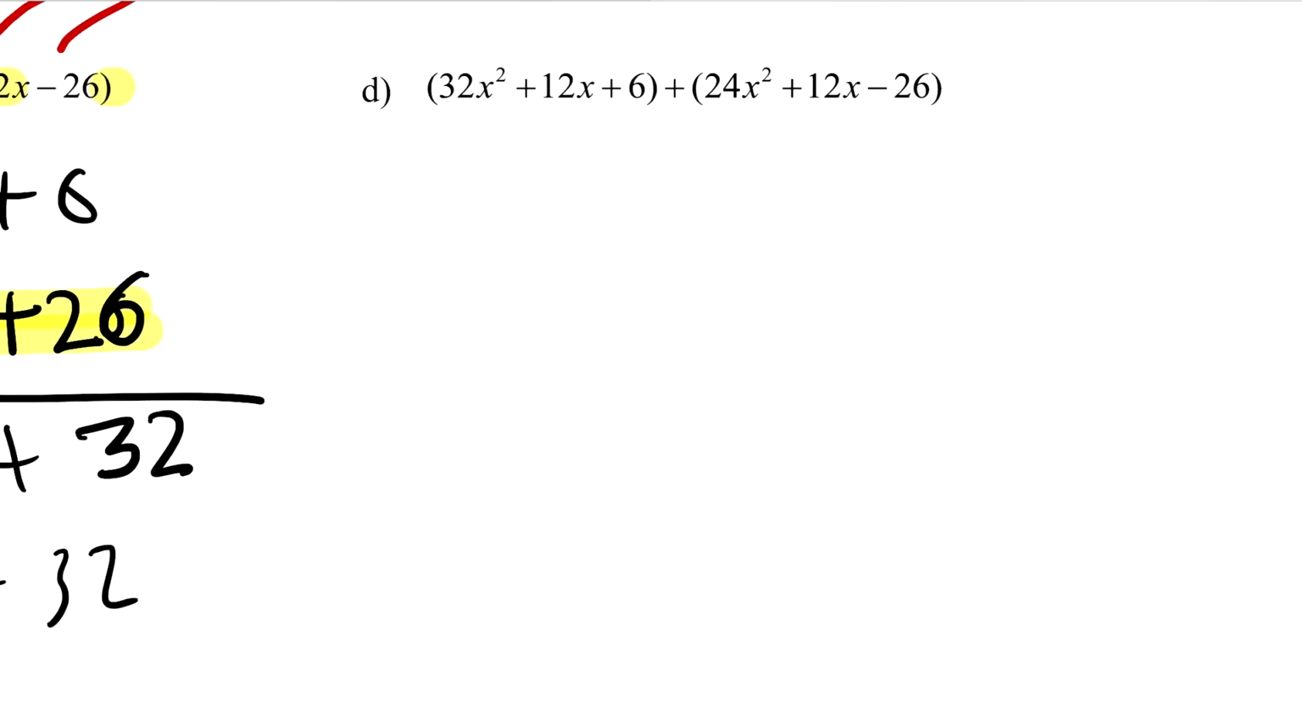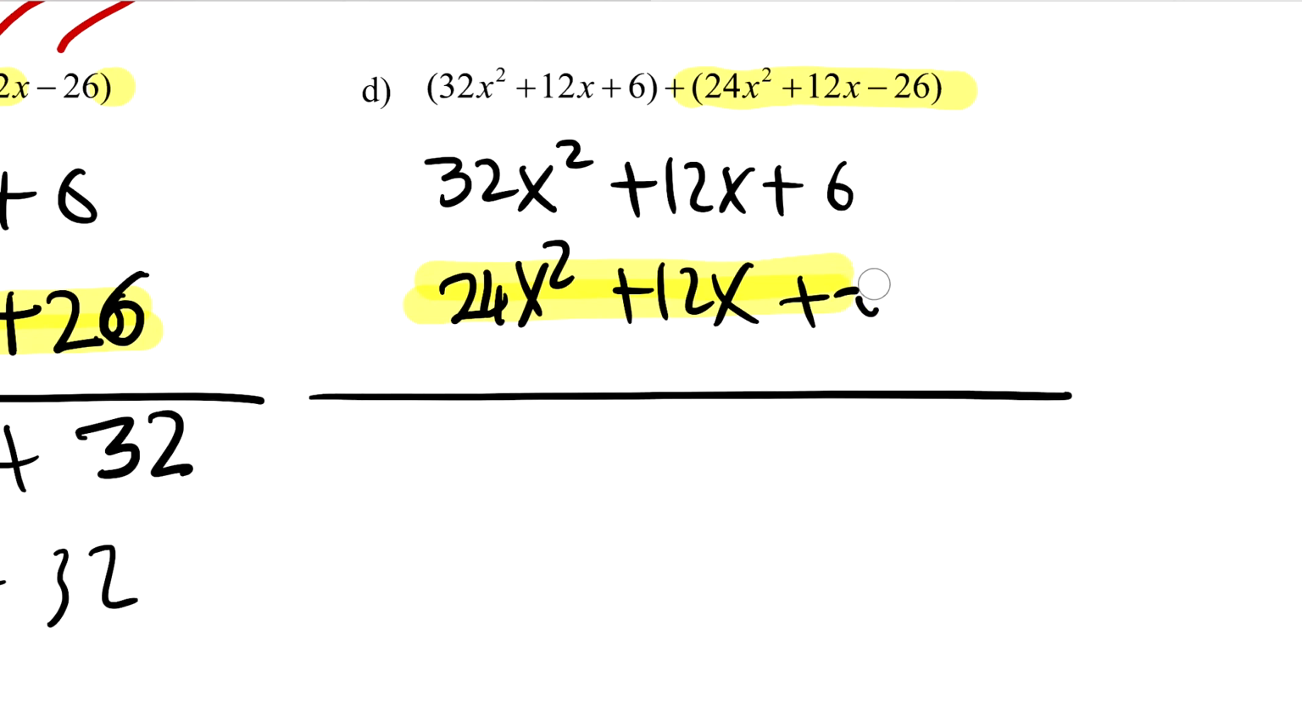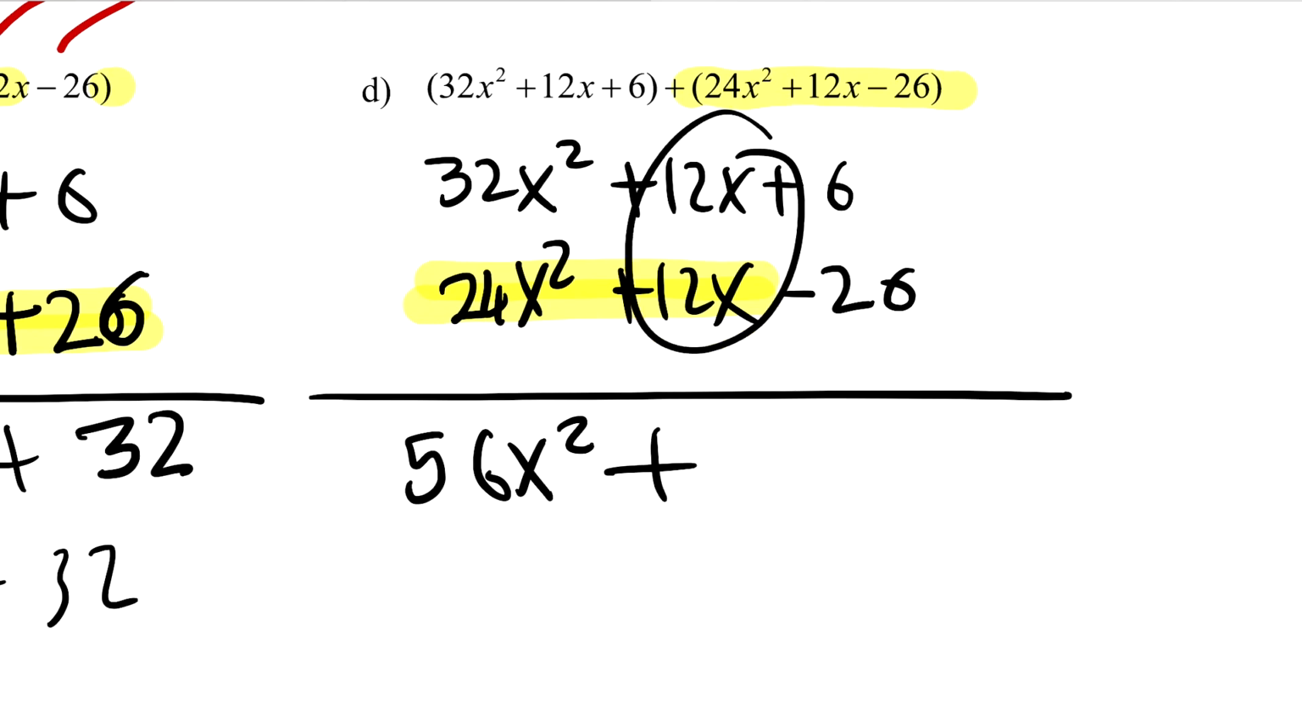I am adding these two polynomials. Okay, very similar to the first problem. Since I'm adding, I don't need to change anything. I just need to copy that exact second polynomial down. But make sure you line up the terms. Okay, so plus 12x plus 6. Actually, this one is minus 26. Adding these together gives me 56x squared. Adding these together gives me 24x minus 20.